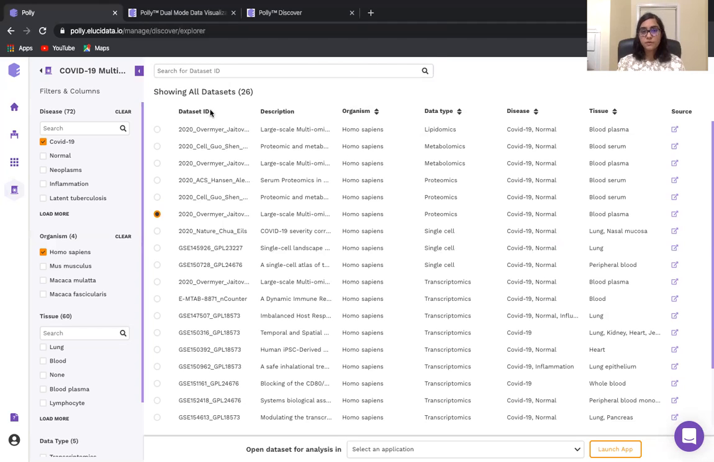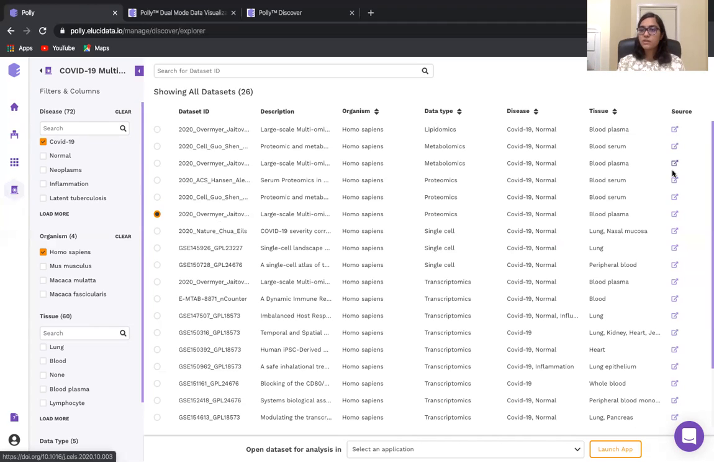For each data set, there is a unique ID that you can see here. If the data set is coming from a publication, it will be the name of the publication and the authors. If it's coming from a public data repository, you will see an ID of that repository. Like here, you can see a gene expression omnibus ID. You'll see a brief description of the data here, which will tell you what that data set is about. You'll see different fields like organism, type of data, disease, tissue, and you'll see a link out to the source.